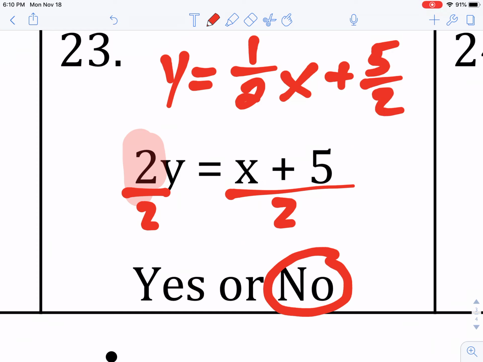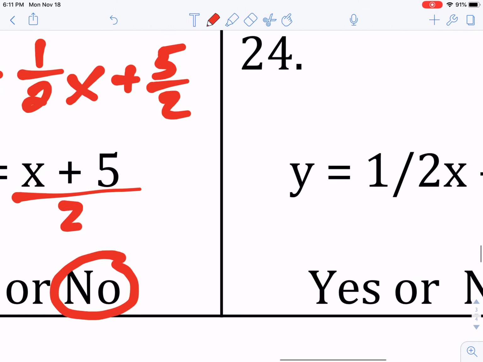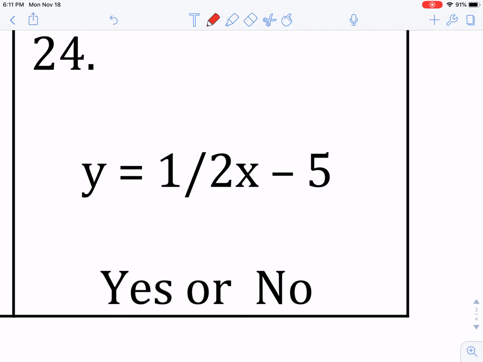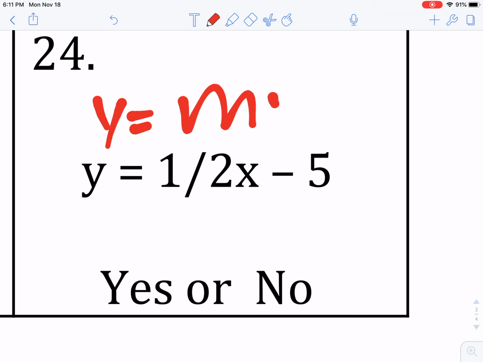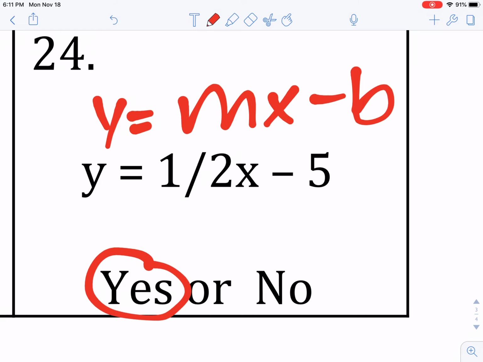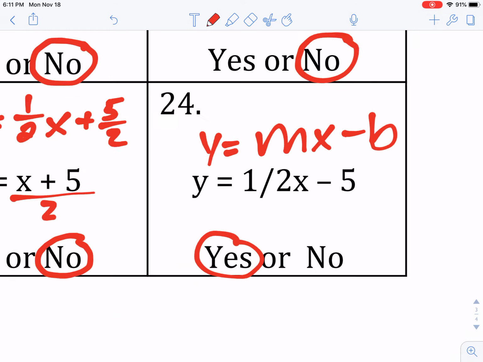And now it's written in slope-intercept form. So while this question is asking if it's in slope-intercept form, a previous question might have asked, is it linear? And in this case, it would be linear, but it is not written in slope-intercept form. Looking at number 24, we can see right away it's written y equals mx minus b. So this is a yes. Yes, it's written in slope-intercept form.